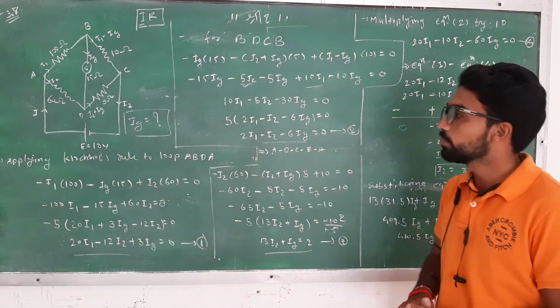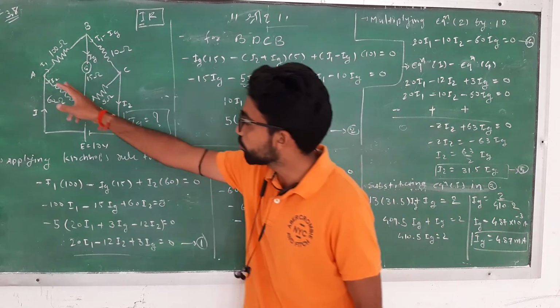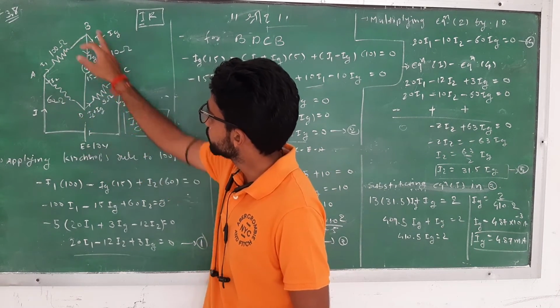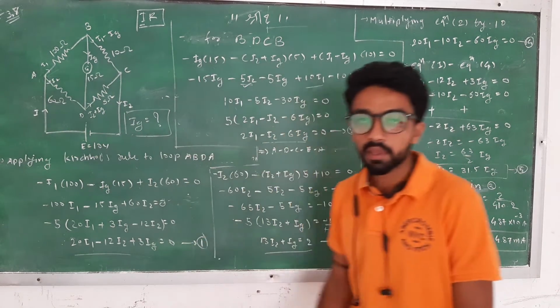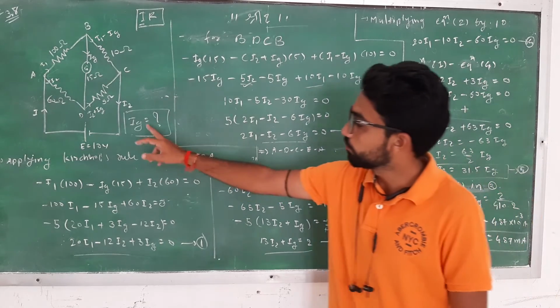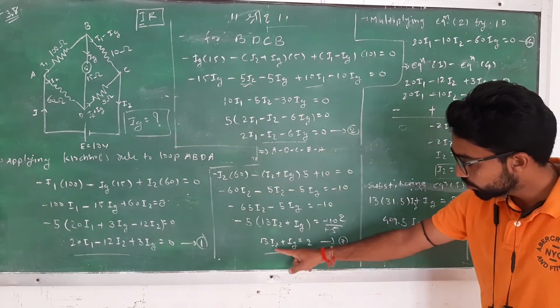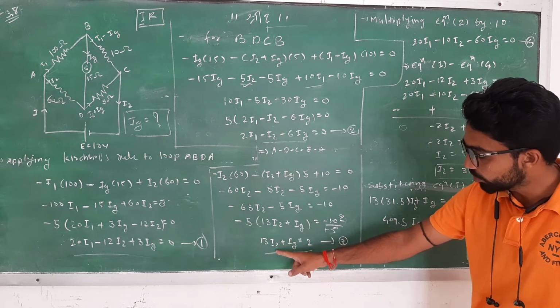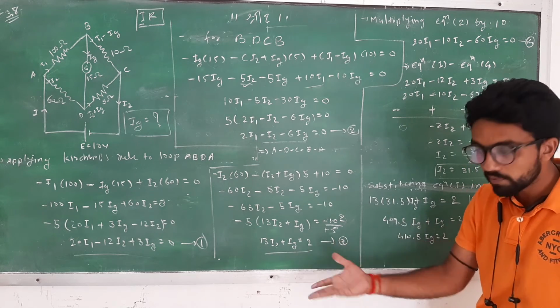Now this point is important. We get 3 equations, 1, 2 and 3, from 3 closed loops: A, B, D, A; B, D, C, B; and A, D, C, E and A. Now the question is you want to find out the IC value. In your equation 3 you can see you have only I2 and IC. If you find out the value of I2 and put it in equation number 3, you get the value of IC.